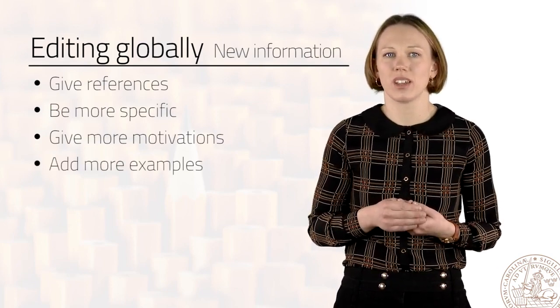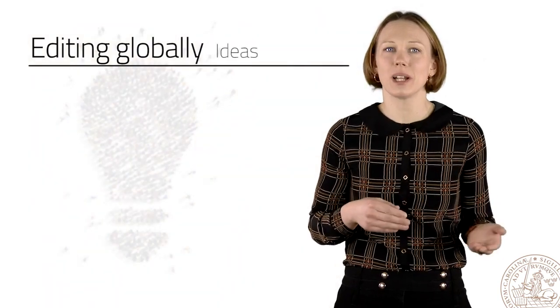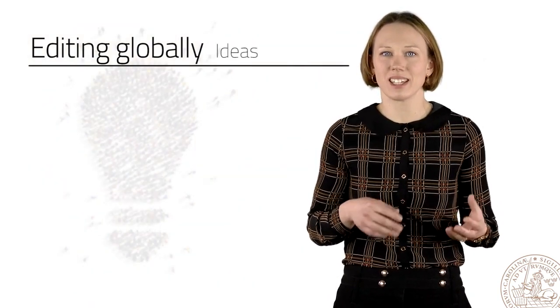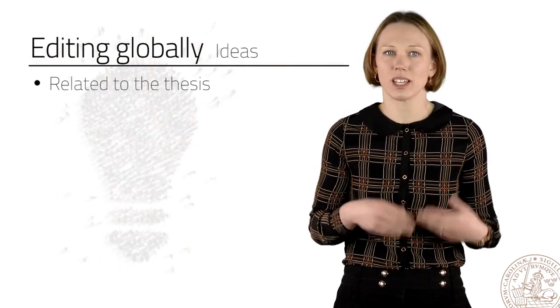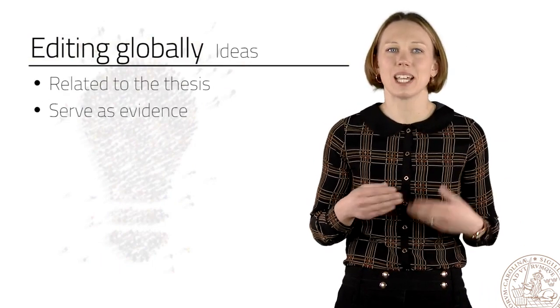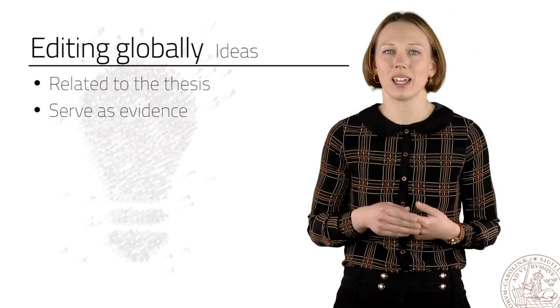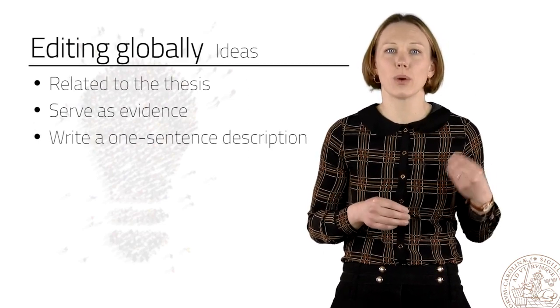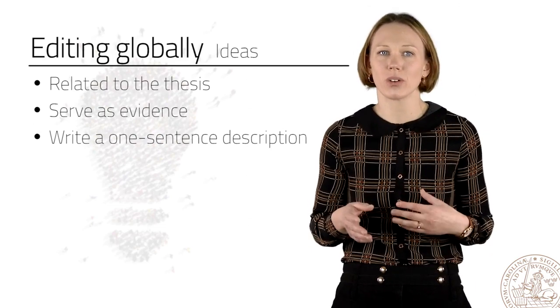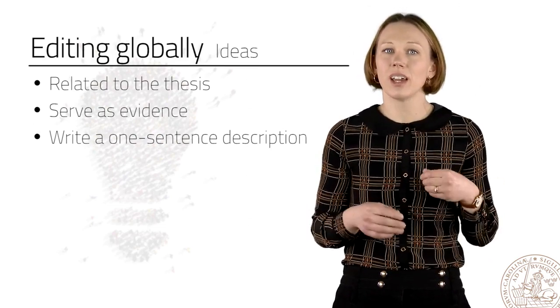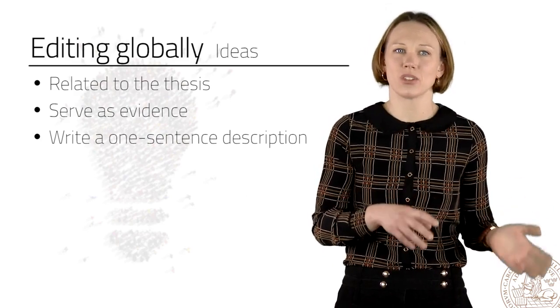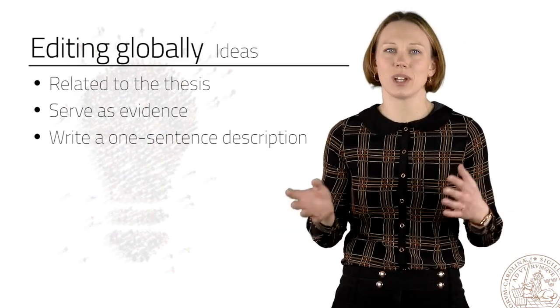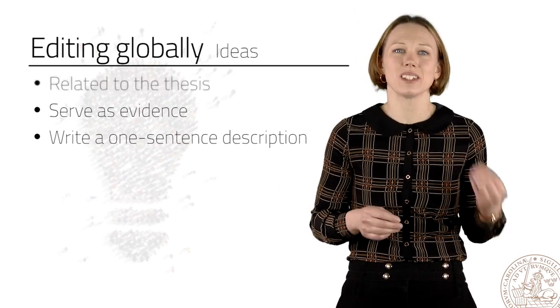The next thing to do when you edit globally is check if all the ideas discussed in the essay are related to the thesis or the focus that you've just highlighted, and if they serve as evidence for the thesis in the right sort of way. A good way to check for this is to write a one-sentence description of each section or paragraph that follows the introductory section, and ask what the connection between these one-sentence descriptions and the highlighted sentences really is. If the connection isn't immediately obvious to you, then again it won't be clear to your reader either, so you'll need to rewrite these to make the connection clearer.